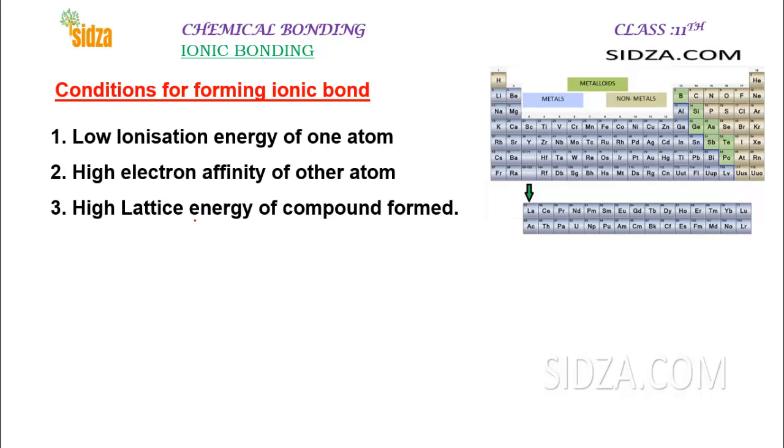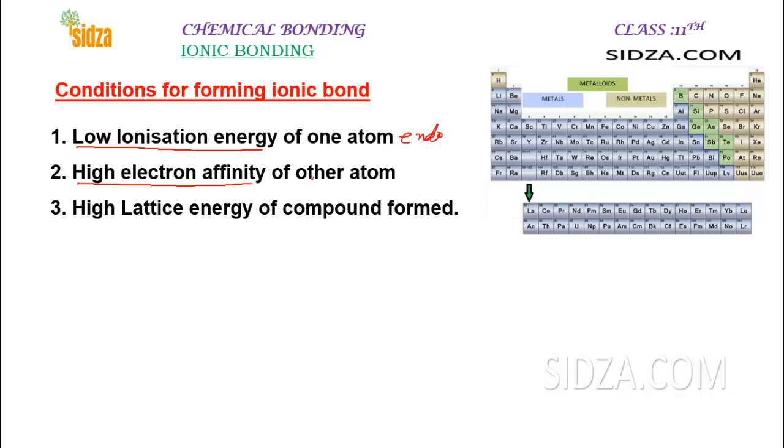So let's conclude here what we have learned. Ionic bond formation takes place when you have an element that has a low ionization energy that can easily lose an electron, and you should have an element that has a high electron affinity as well, correct? And here you can see the first step is an endothermic step.